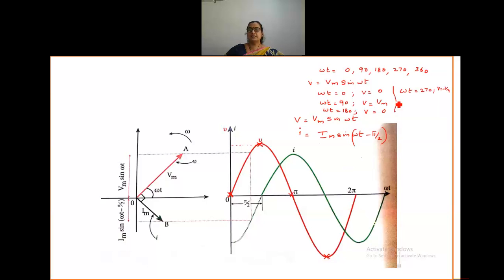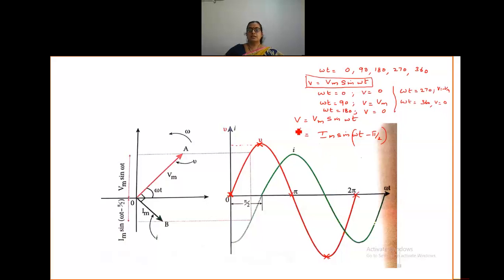And the last value is 360. So omega t is equal to 360. Once again the value of V is 0. Sine 360 is of course 0, 0 into Vm is 0, so V is equal to 0. So this is the fifth point. When I join all these points, I will have the curve like this. This is the voltage equation for which I have drawn the diagram.